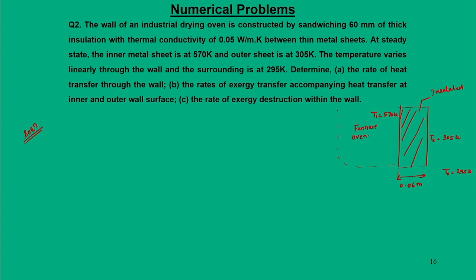Now, across this wall, the temperature drops linearly, that is what is given, temperature varies linearly through the wall. And in this case, the flow of heat, we can say Q dot in, and this is Q dot out, that is for the inner wall and for the outer wall. So, I say this is inner and this is outer.